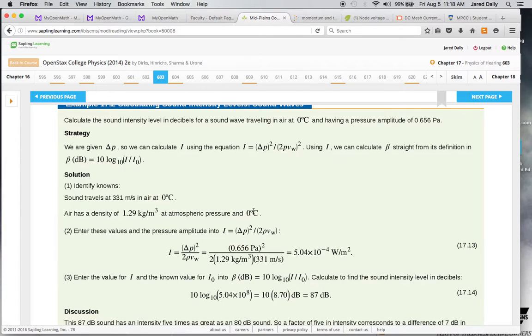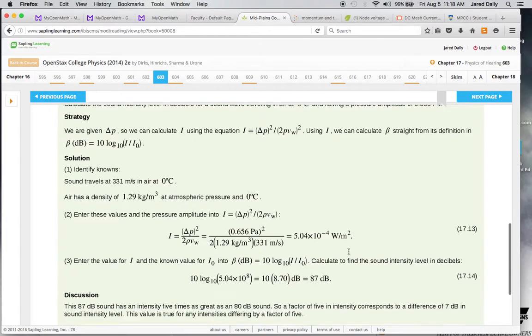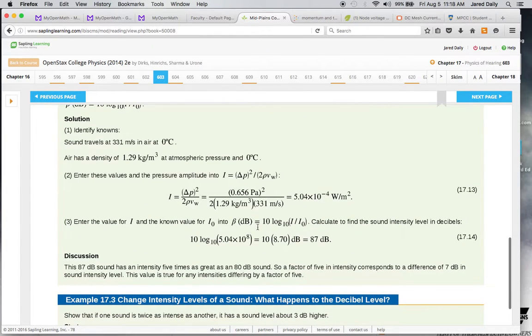And then we can go ahead and calculate I from that. We can calculate the intensity. Once we've got the intensity, which they have right here, we can enter that into the equation for the decibels. We divide that 5.04 times 10 to the minus 4 by 10 to the minus 12, we take the log base 10 of that, we multiply by 10, and we get 87 decibels for that sound.